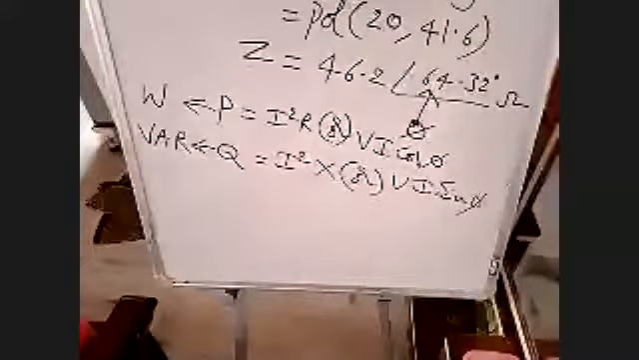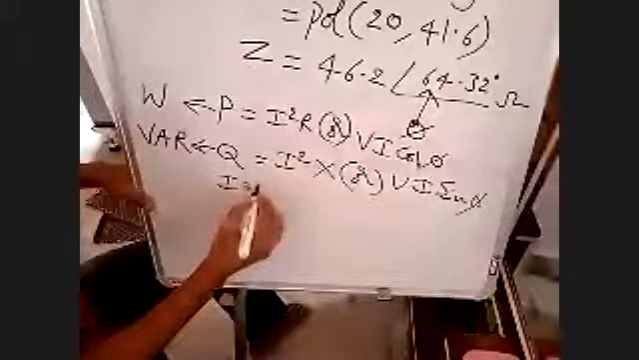Z is equal to V by I. That means I is equal to V by Z. What is V given in the problem? 230. So 230 divided by Z. Z is 46.2.